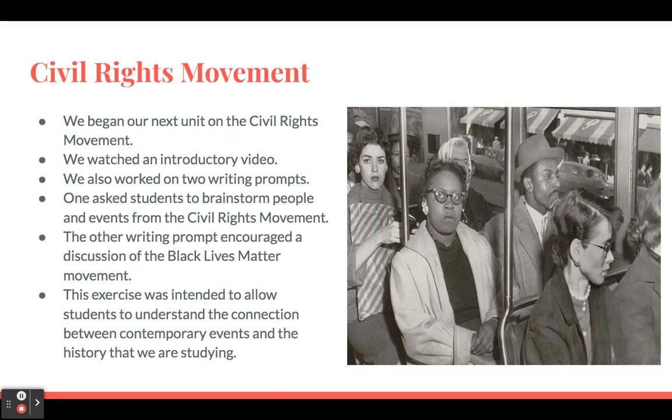We started to scratch the surface of the civil rights movement, which is the unit we'll be working on when we return from vacation. We watched an introductory video. We also worked on two writing prompts. One asked students to brainstorm people and events from the civil rights movement to get a background on how much you already knew about the civil rights movement. And the other writing prompt encouraged a discussion of the Black Lives Matter movement. The exercise was intended to allow students to understand the connection between contemporary events and the history that we are studying.